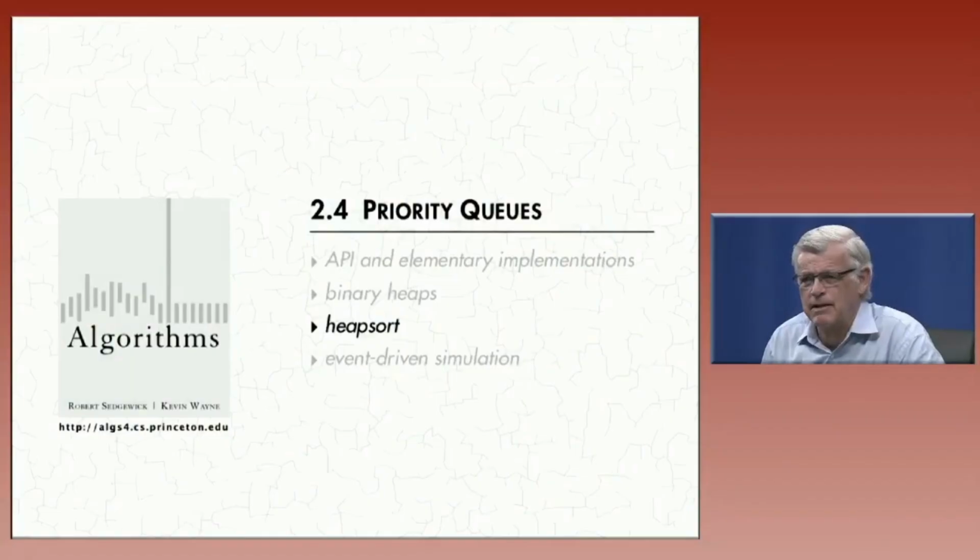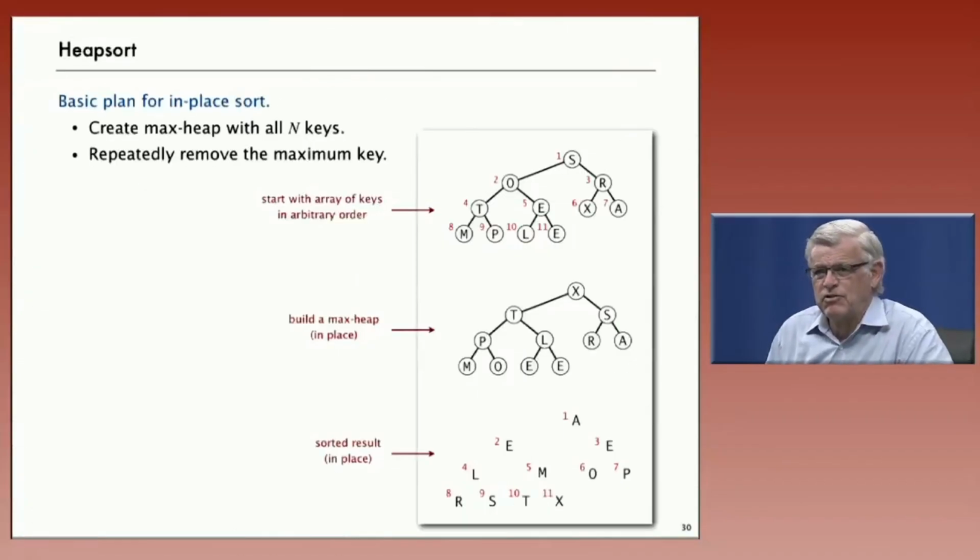Next, we're going to look at the use of the binary heap data structure to implement a clever sorting algorithm known as Heapsort. So here's the basic plan. What we're going to do is we have our n keys, and we'll have them in an array. We'll view that array as eventually being a max heap.